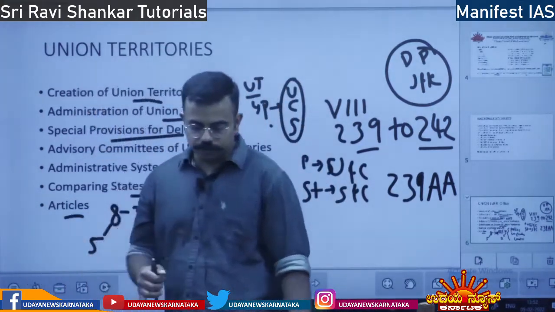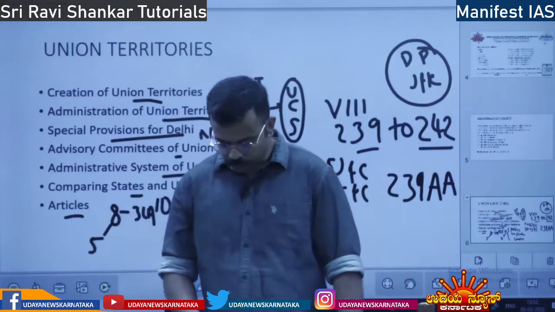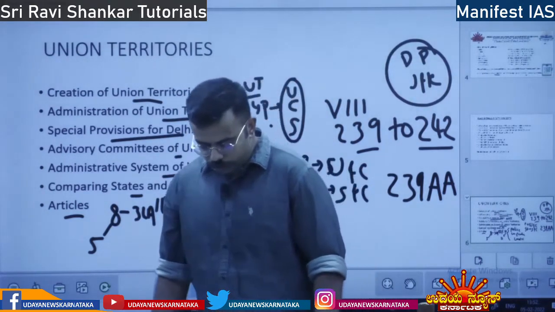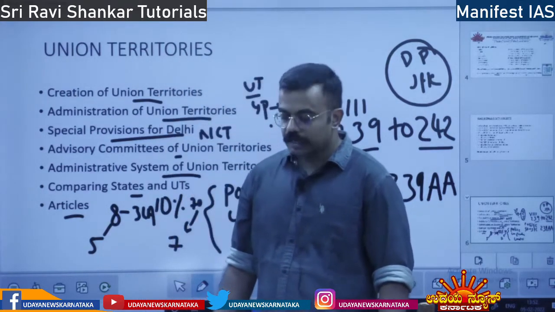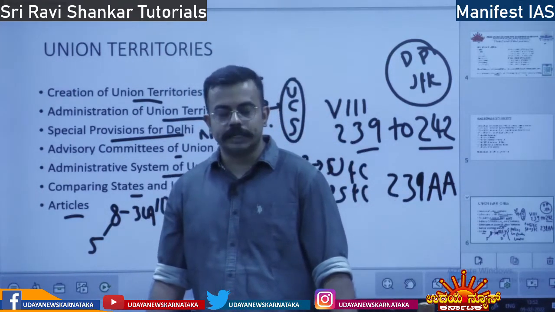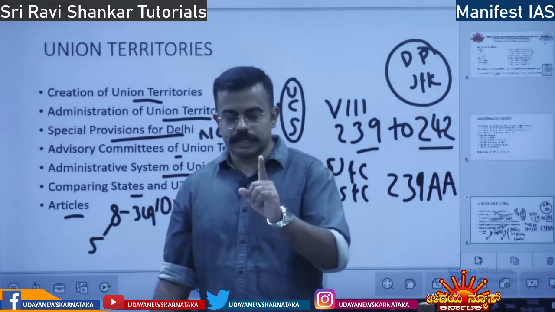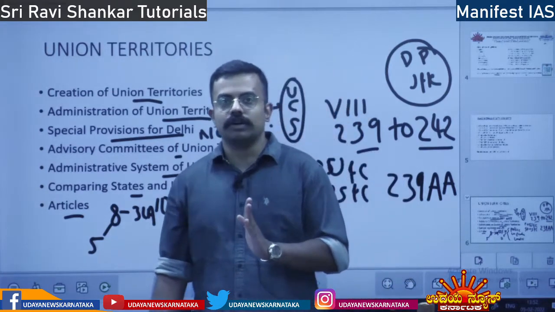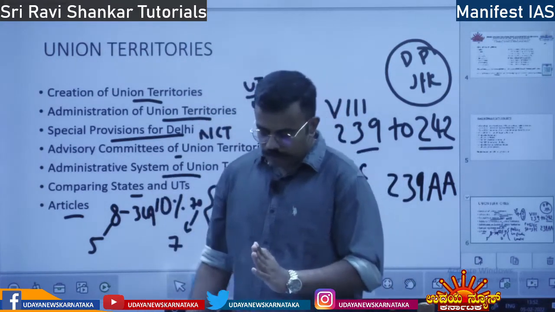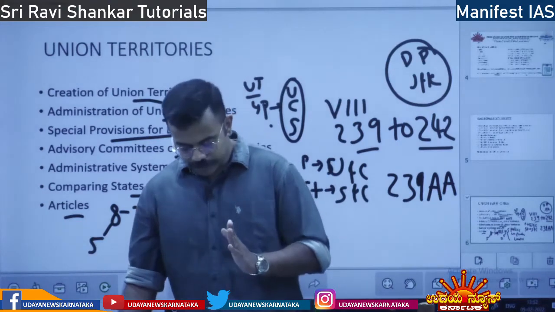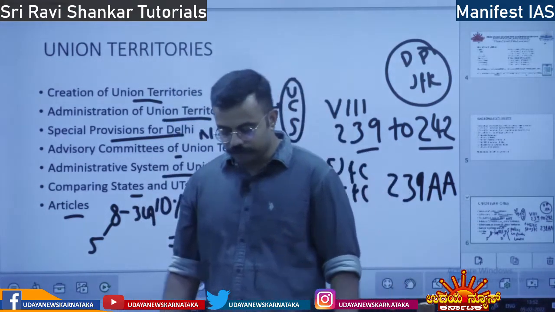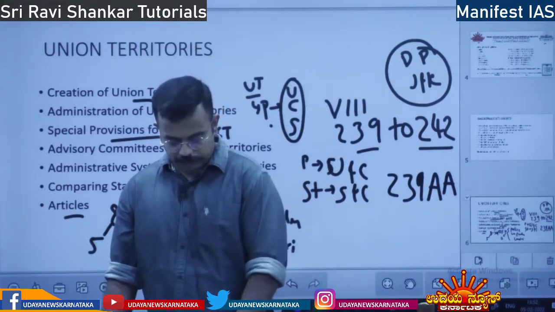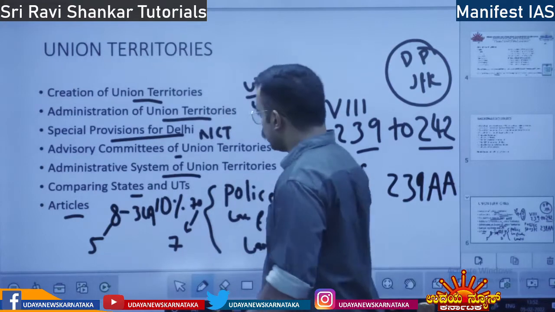What are the articles when it comes to union territories? Articles 239 to 241. So here 3 articles are important. Article 239 itself speaks about union territories. Next is 239AA. What does it speak about? It speaks about the National Capital Territory of Delhi. Okay, next we have one more important article: Article 241. It speaks about High Courts.